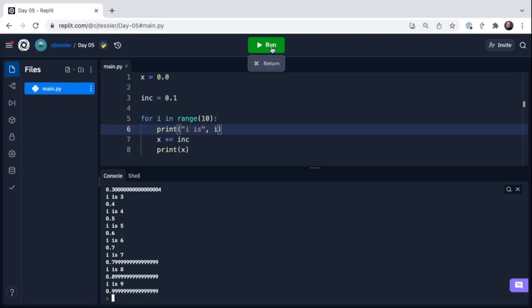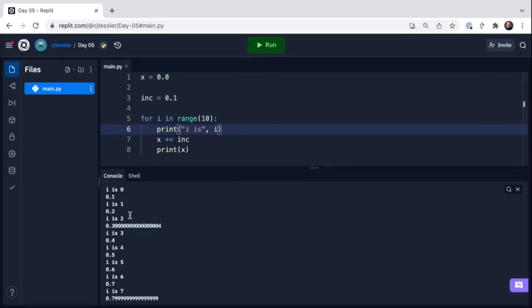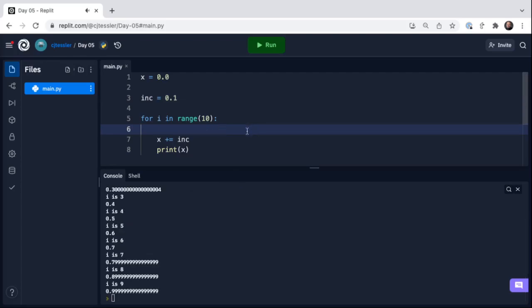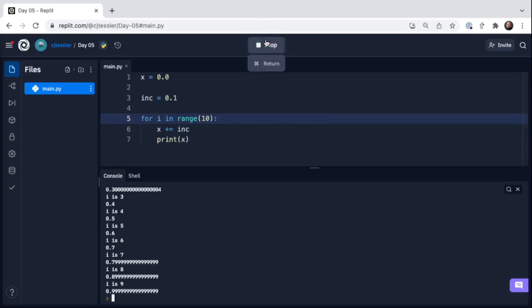You can see I is starting up here. I is 0, I is 1, I is 2, I is 3, I is 4. I'm talking about myself a lot today, so let's just delete that. So again, just wanted to let you know about that. So you can see even what's going on right here.